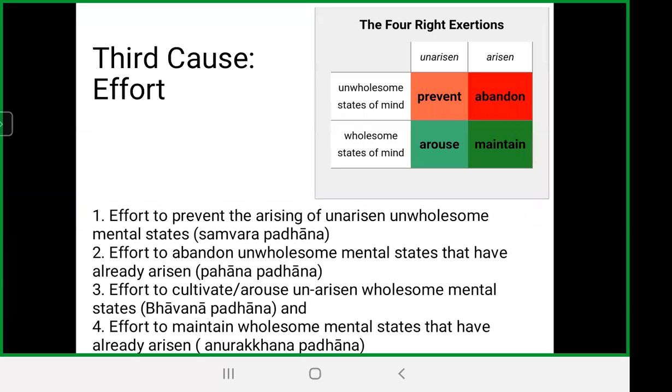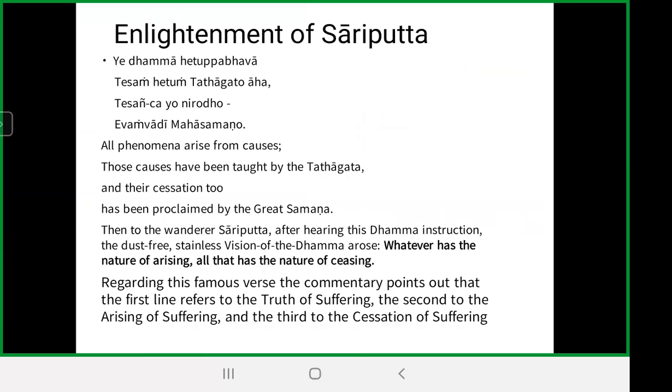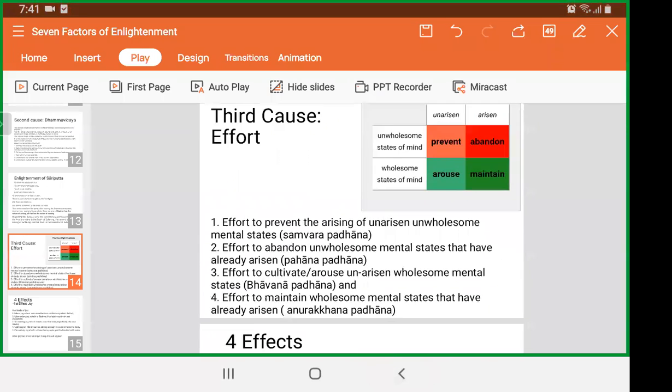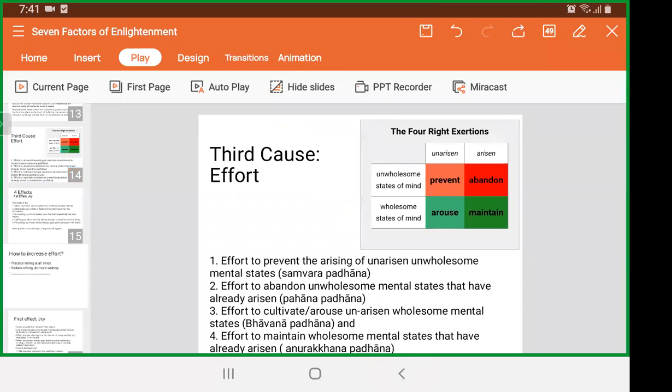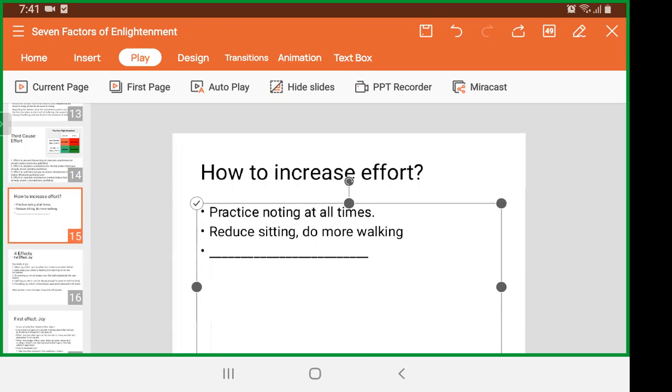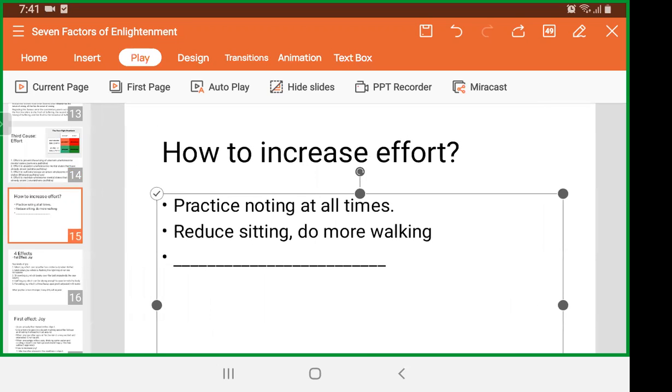Okay, now we can have a discussion here. In what way should you make your effort increase? Anybody can just think about the answer. How should you increase your effort? How do you increase the effort? All right, I suggest you practice the noting. If you practice the noting all the time, you are actually maintaining the effort.